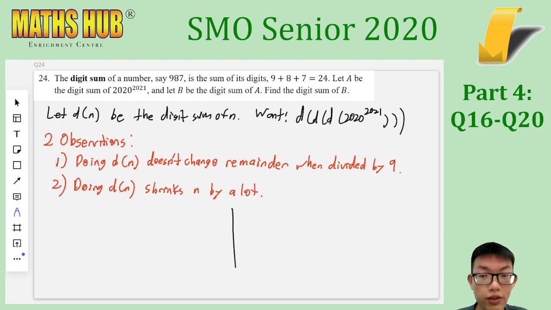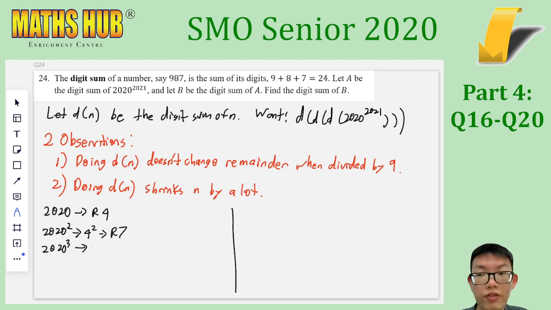Now, first thing, I want to know what's the remainder when divided by 9. That will give me at least some information on my final answer, because if I do it once and it doesn't change the remainder, then doing it 3 times will still not change the remainder. Now we know that 2020 gives you a remainder of 4. So if I want to find out what's the remainder, I can just find the pattern. So 2020 squared gives you 4 squared, and 4 squared is 16, so the remainder is 7. Now for 2020 cubed, you can do 7 times 4, which is 28, and the remainder is 1. And once we see a remainder of 1, then we know that it's going to repeat.